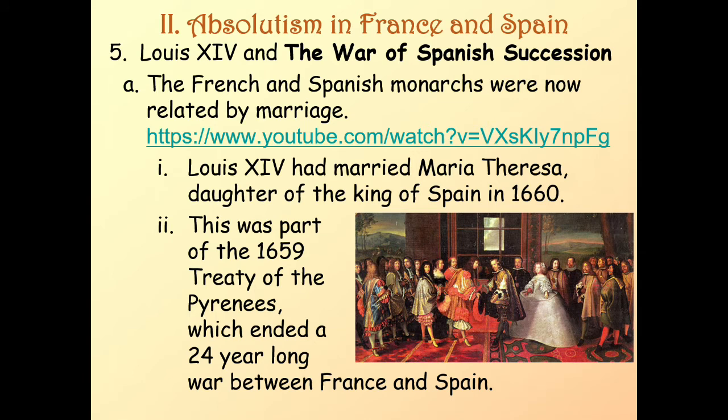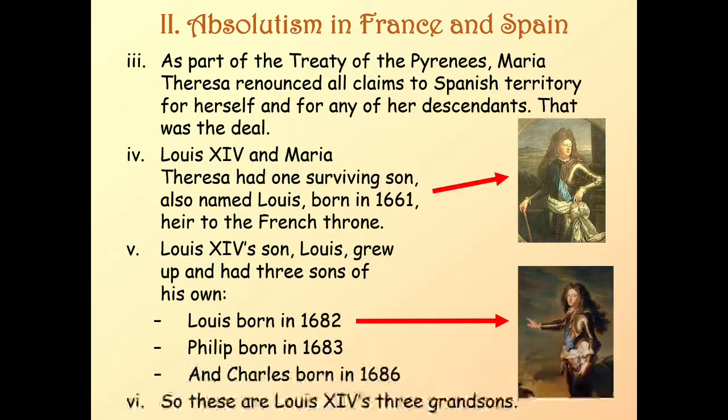Louis XIV and the War of Spanish Succession. The French and the Spanish monarchs were now related by intermarriage, and there's a YouTube video to explain that. Louis XIV had been married to Maria Theresa, daughter of the King of Spain, in 1660. And this was part of the 1659 Treaty of the Pyrenees, which ended a 24-year-long war between France and Spain. As part of the Treaty of the Pyrenees, Maria Theresa renounced all claims to Spanish territory for herself and for any of her descendants. That was the deal.